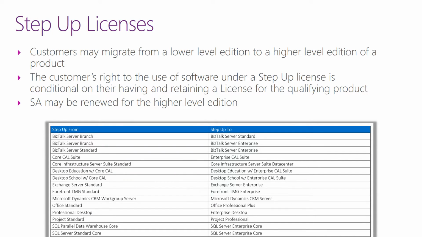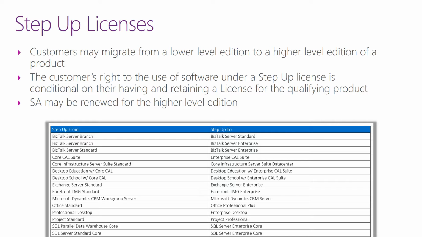Step-up licenses are a really useful benefit, and you can see that the first line tells us what these are. It's a way for customers to migrate from a lower level edition of a product to a higher level. So let's have a look at the table at the bottom. This is taken from the product terms, and have a look down until we see Exchange Server. This says that a customer with Exchange Server Standard can step up to Exchange Server Enterprise.